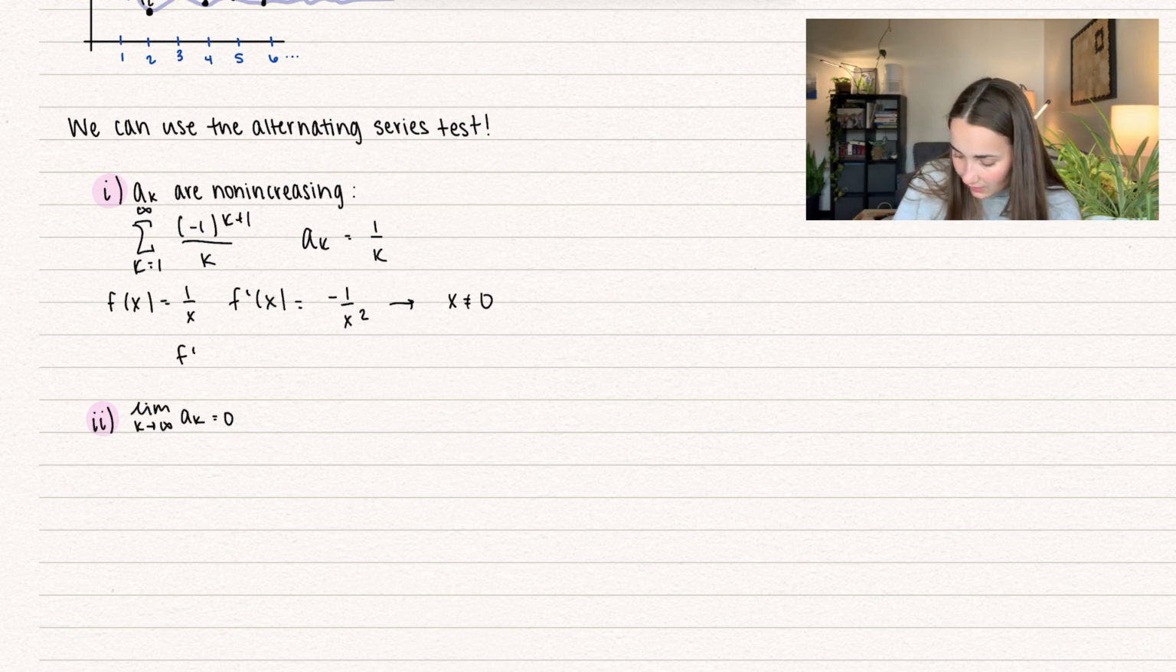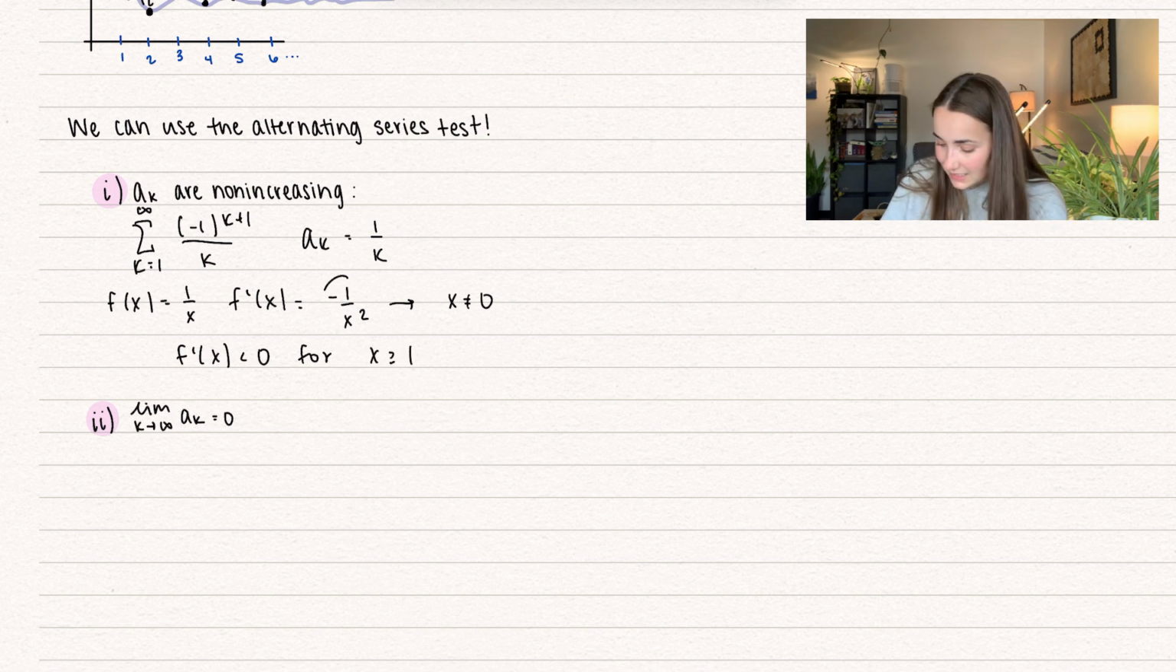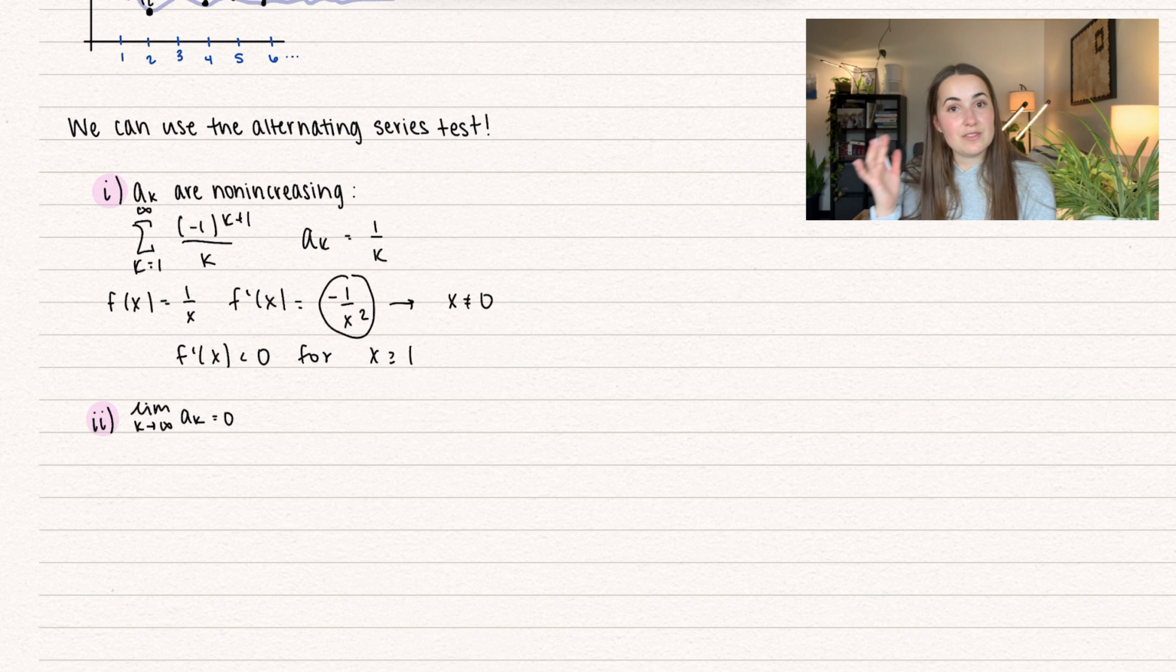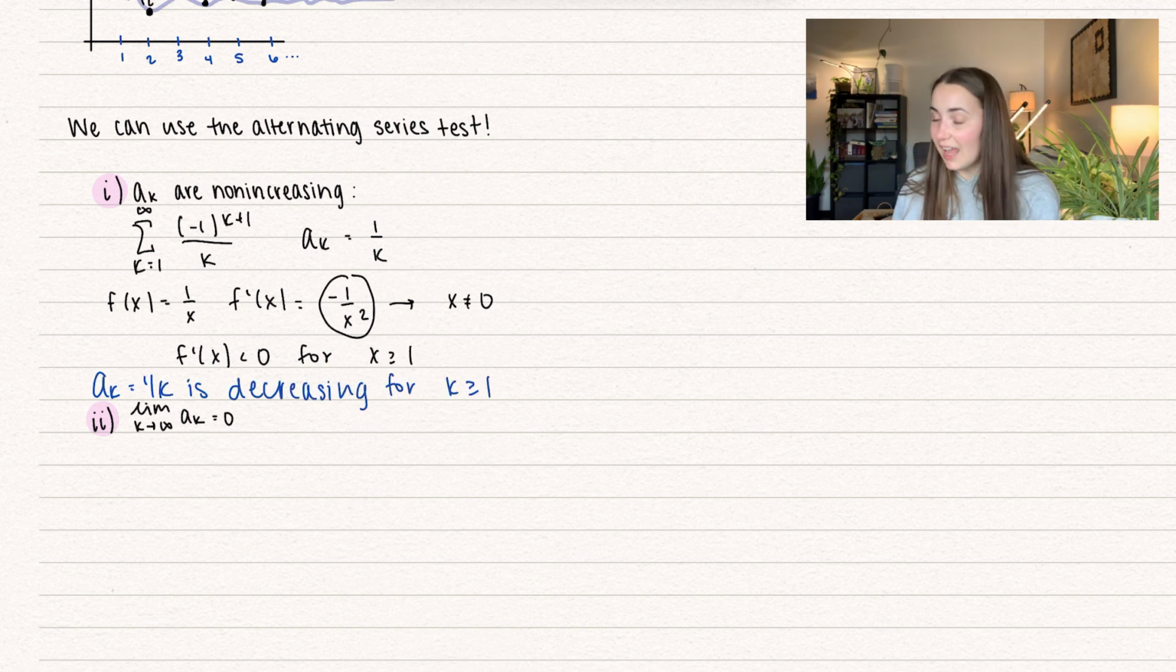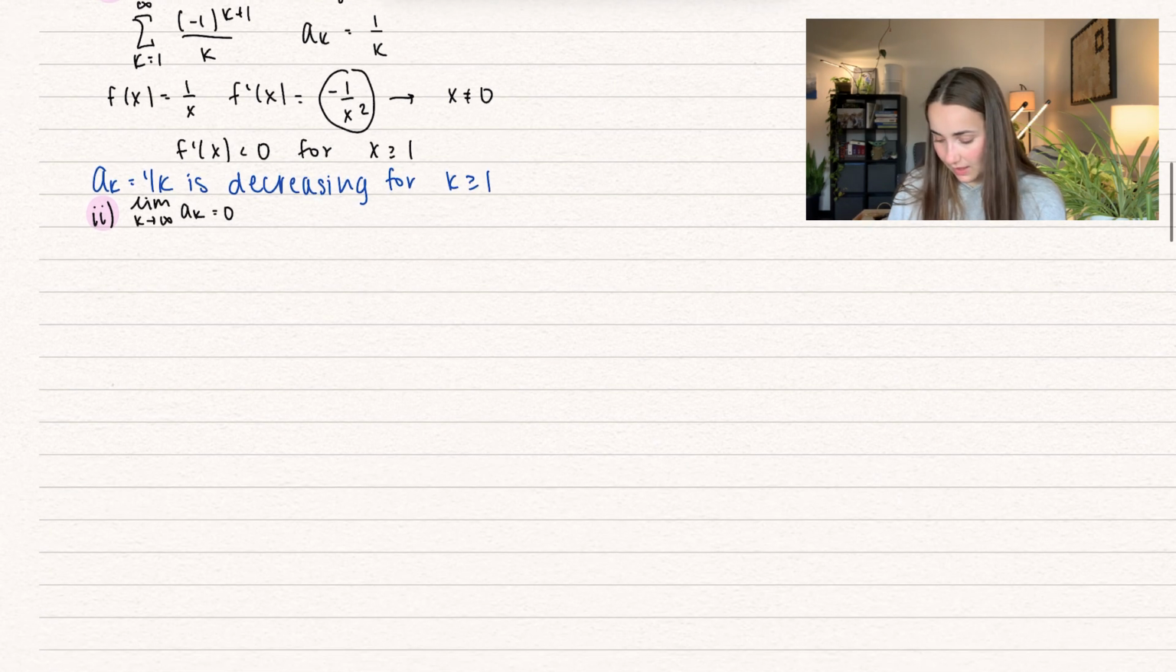And I also know that this first derivative is going to be less than 0 for all values x greater than or equal to 1, right? And that's because it's negative. When the first derivative is negative, the function is decreasing. So by using this as a function, we have that a sub k is decreasing for k values greater than or equal to 1, right? So you can think of it as a function. It's like you're using the first derivative test. That's one way to prove it. I'm sure there are other ways, but I like that way.